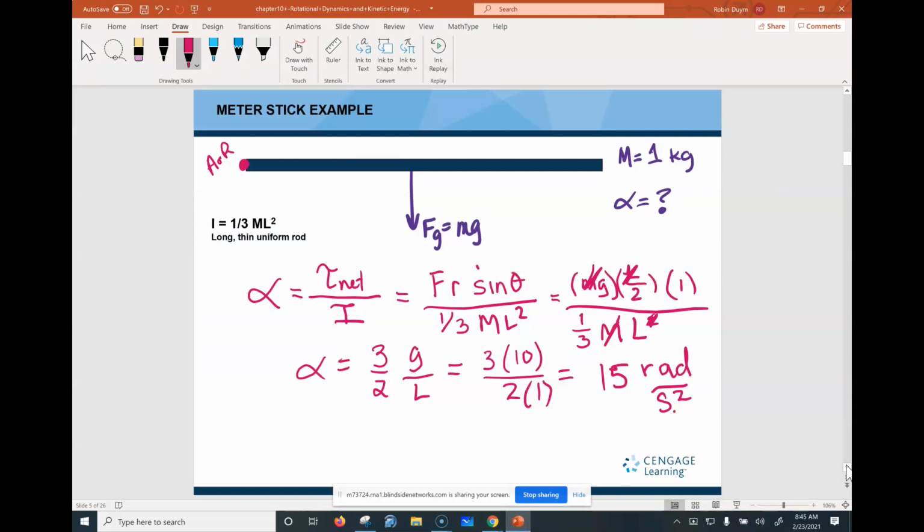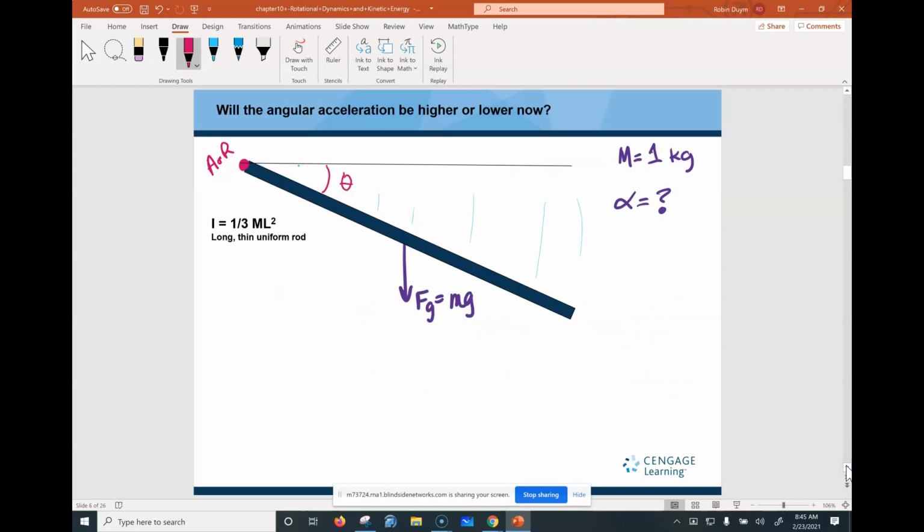If you have questions. Here's my question to you. When it gets here, is your angular acceleration going to be higher or lower than it was before? What do you think? Your angular acceleration. Tell me how you thought about it. It would, why?